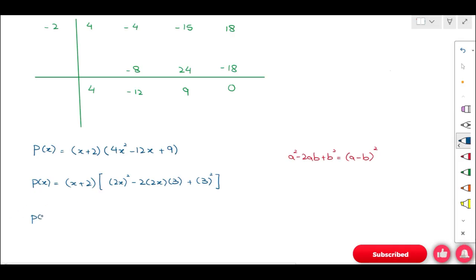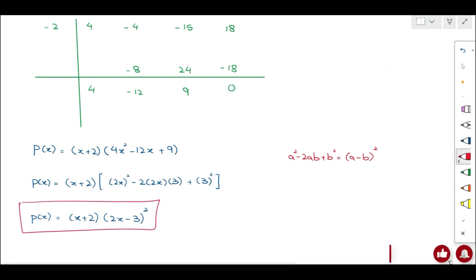Right, so the polynomial p of x in completely factorized form is x plus 2 times 2x minus 3 whole square, because it is a minus b whole square. The first term a is 2x, we have a minus sign, and this is 3, whole square. So this is the completely factorized form of this polynomial, right?